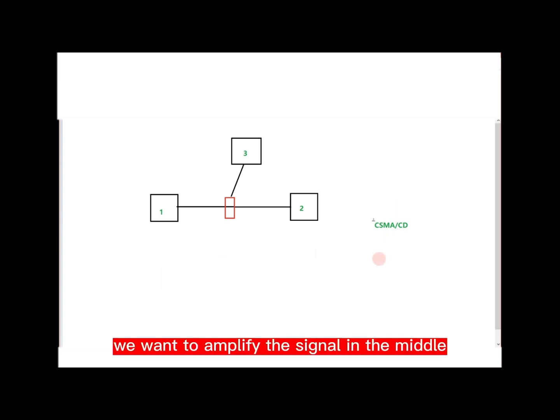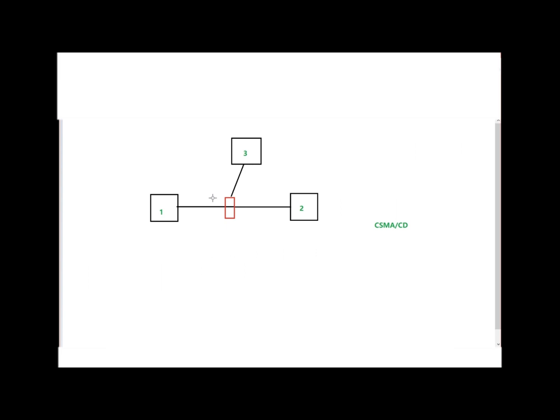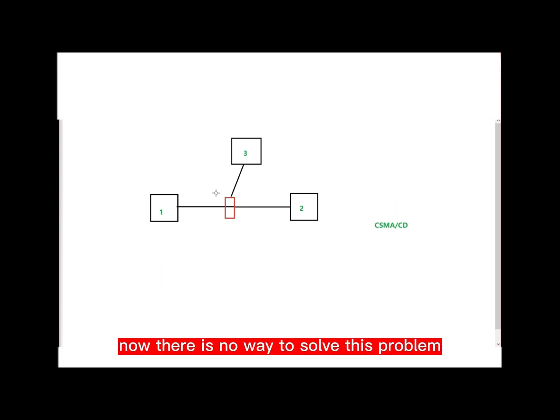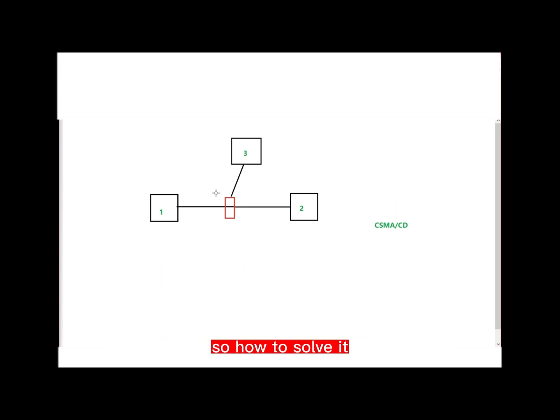So slowly we will find that we want to amplify the signal in the middle. I also want to connect multiple terminals in the middle, and also hope the collision domain isn't that big. Now there is no way to solve this problem. So how do we solve it?